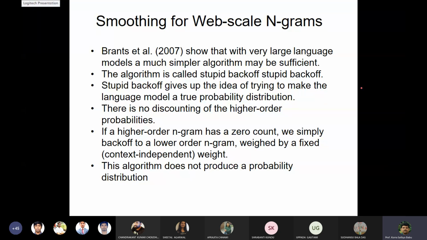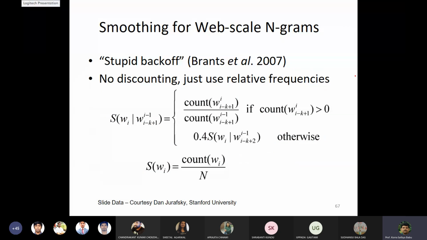So here, in web-scale n-gram models, we do not have a discounting method; we have a backoff method. This algorithm does not produce a probability distribution. So the stupid backoff method is given with this formula: no discounting, and just use the relative frequencies for that language. This is the formula.